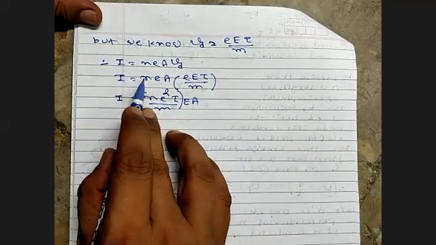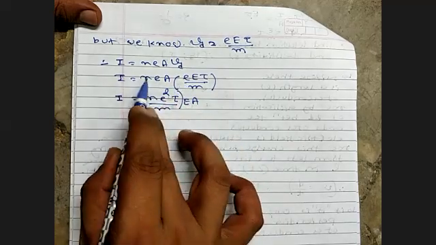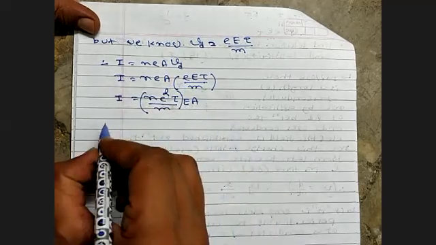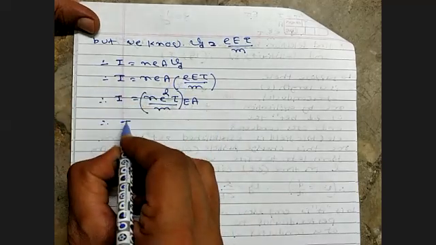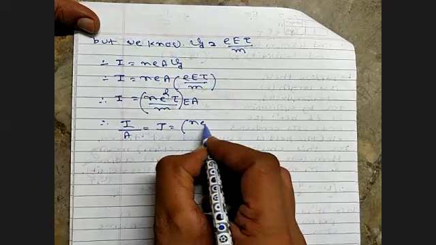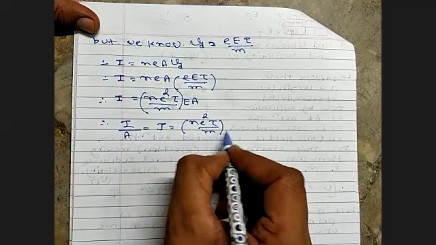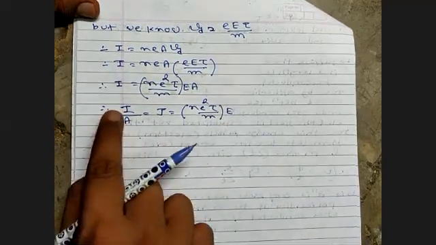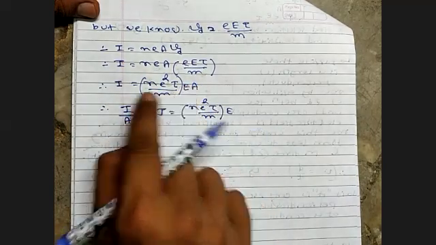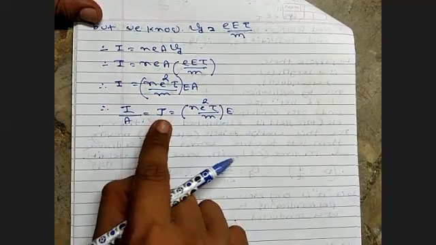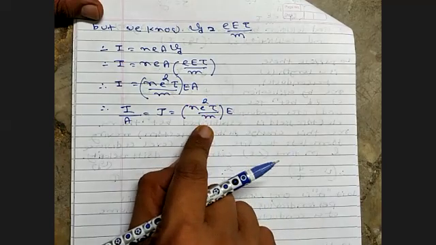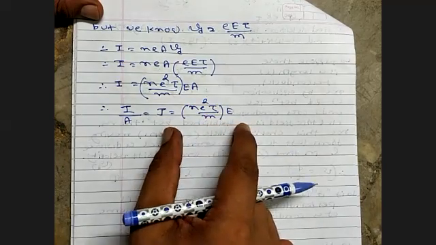What to understand? There is N, that is E square, N E square tau upon M, and A and E are separate. Therefore I divided by A is equal to current density J. So I upon A is equal to J, that is the current density J, equal to N E square tau upon M into E. You see, what is this?